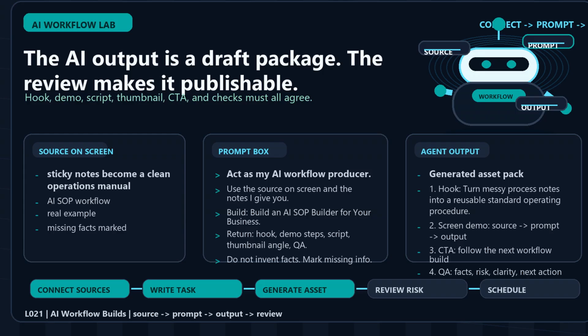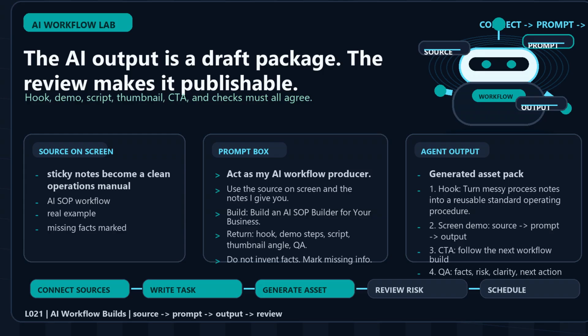After the AI gives the first output, do not publish it immediately. Treat it like a draft package. Check the hook first. Does the first line make a clear promise? Check the demo steps. Can the viewer understand what source went in, what prompt was used, and what output came out? Check the CTA. Does it naturally point to the next workflow on the channel?